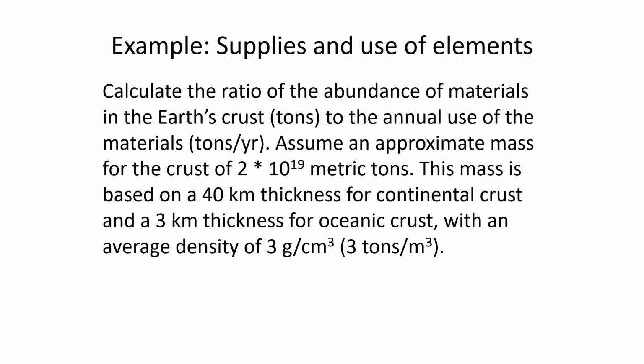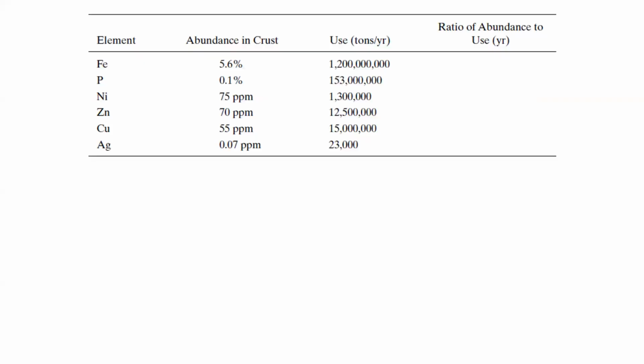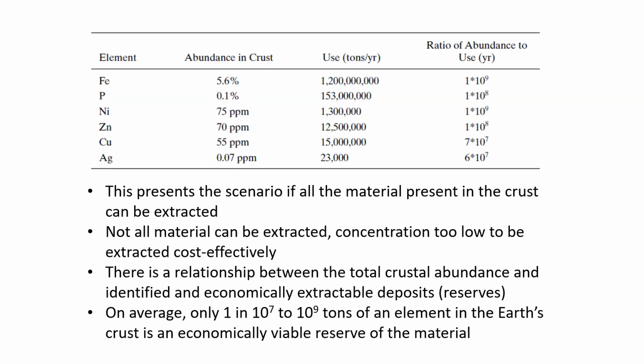So if you look at the ratio of abundance of material to the annual use, the approximate mass of the crust is this much, based on 40 kilometer thickness for continental crust and 3 kilometer thickness for oceanic crust, with an average density of this. If you look at the abundance, 5.6%, and we use so much higher tons per year. So the more the abundance, the more the usage. Also, you see that for most part.